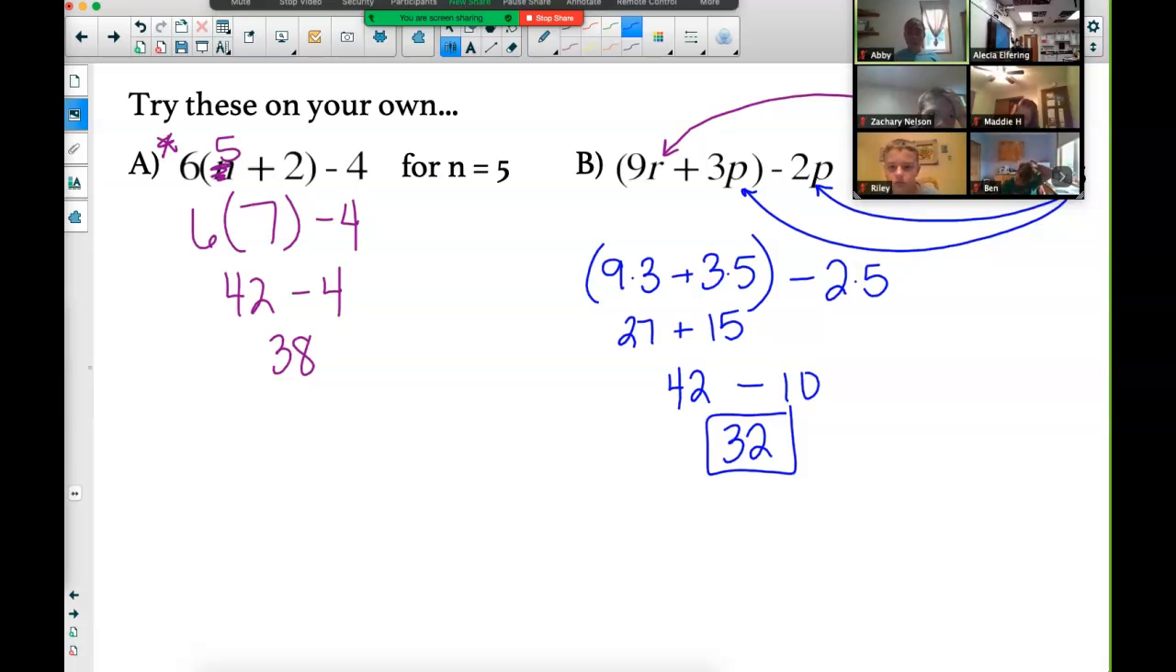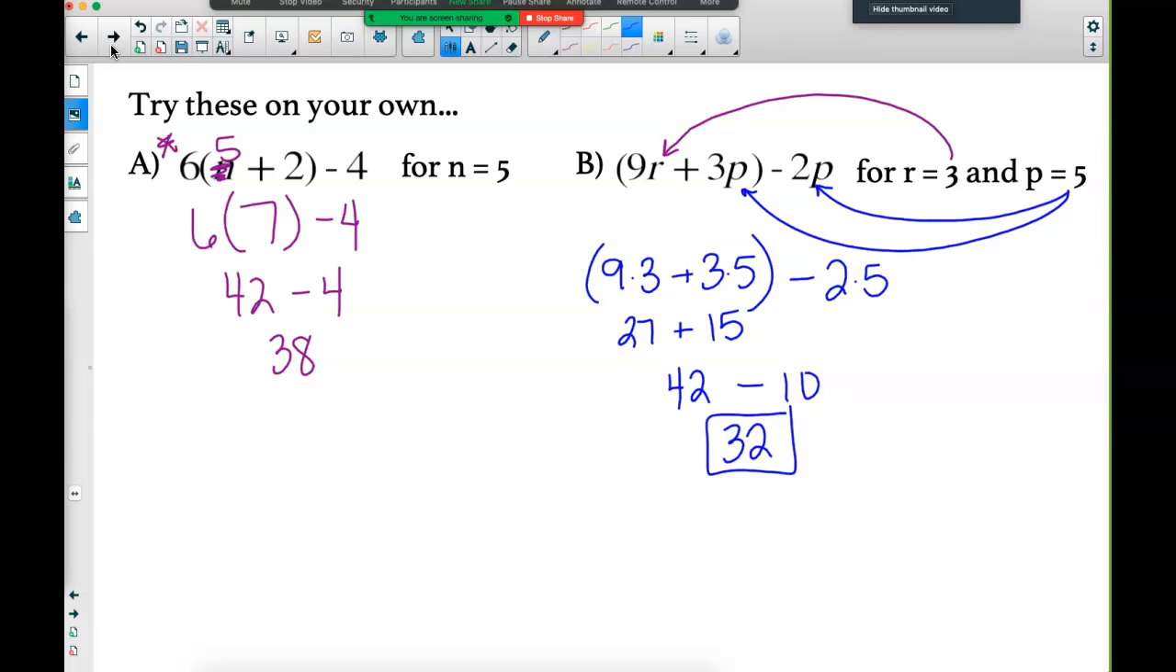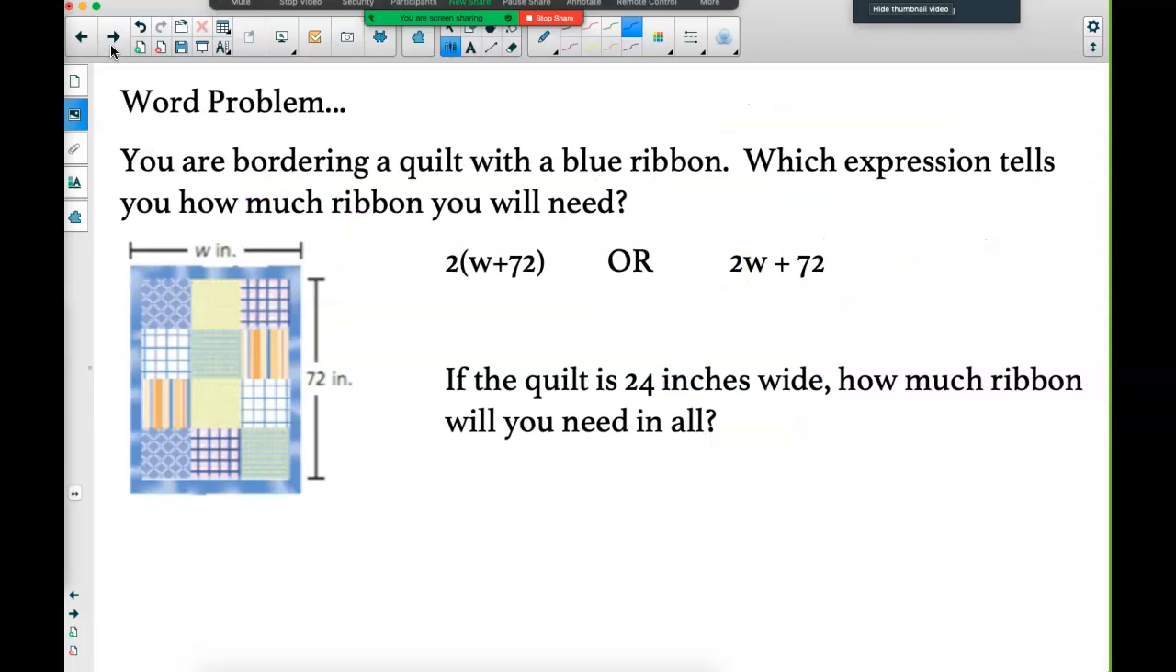Okay, last problem. And then I'll give you your homework. A word problem. Word problems are always the worst, right? Why are word problems so bad? Brooke? You have to figure out what you need to do. Right, so it's not so straightforward. They don't just tell you, solve it or evaluate it. You actually have to figure it out first. So part of what we're going to learn this year is how to figure out word problems. This one says you are bordering a quilt with blue ribbon. Which expression tells you how much ribbon you will need?